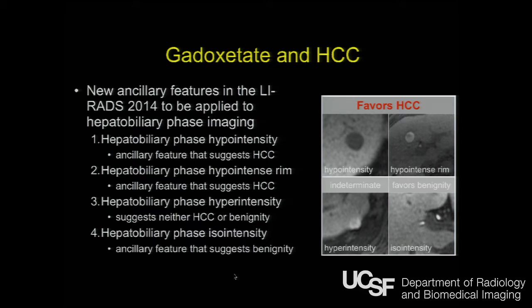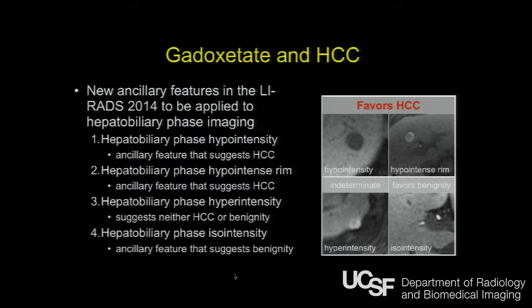If there's hepatobiliary phase hyperintensity, we call that indeterminate. It doesn't help you characterize something as HCC or not. And if there's hepatobiliary phase isointensity, that's suggestive of benignity. If you don't see it on the hepatobiliary phase, then likely that's not HCC.